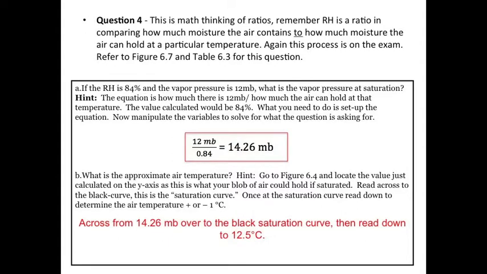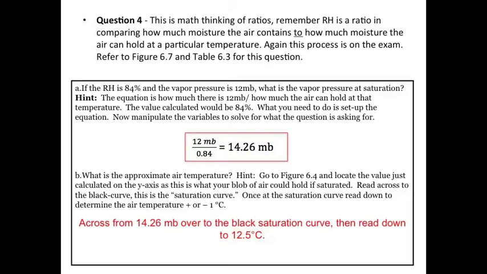If the relative humidity is 84% and the vapor pressure is 12 millibars, what is the vapor pressure at saturation? Hint, the equation is how much there is, 12 millibars, over how much the air can hold at the temperature. The value calculated would be 84%. What you need to do is set up the equation. Now manipulate the variables to solve for what the question is asking for. So in this case, we would take 12 millibars over 84%, or 0.84, which gives you 14.26 millibars.